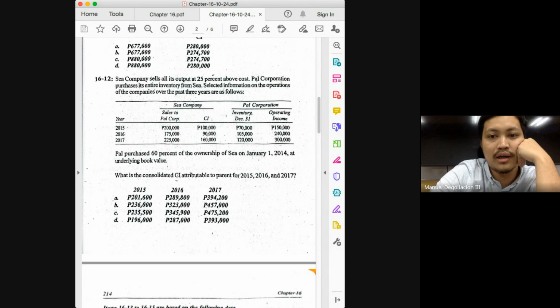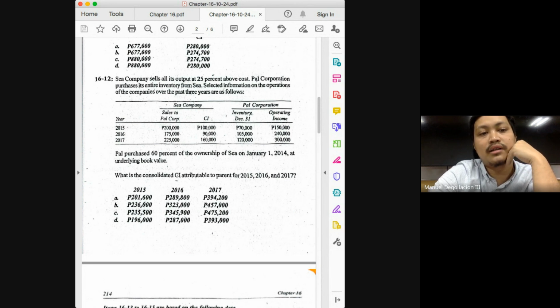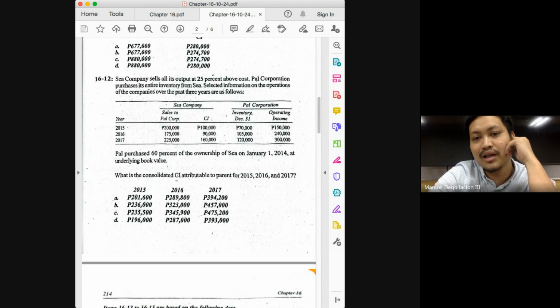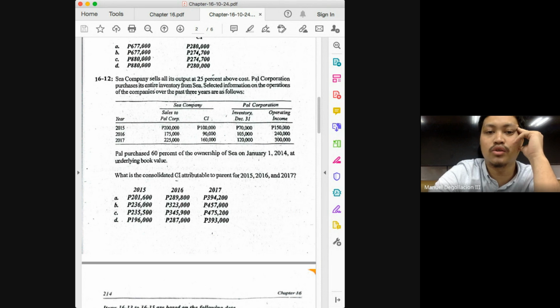It is 100,000. Okay? And again, also please do not think that in all problems, the source of adjustments will just be from the intercompany transaction. Remember the adjustment from the previous chapters, which is the amortization of the excess. Please make sure to check if there is any excess to amortize. Okay, what does the problem say? PAL purchased 60% of the ownership of C at underlying book value. So meaning the acquisition was at book value, meaning there will be no excess. There will be no difference between the fair value and the book value. So no excess to amortize.